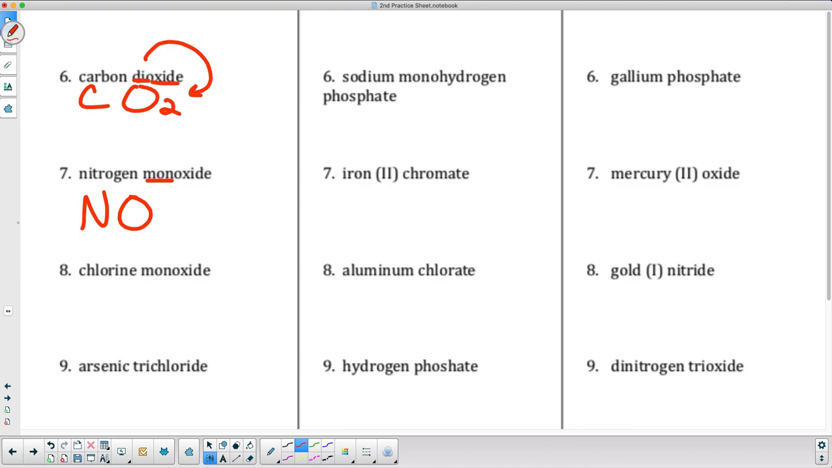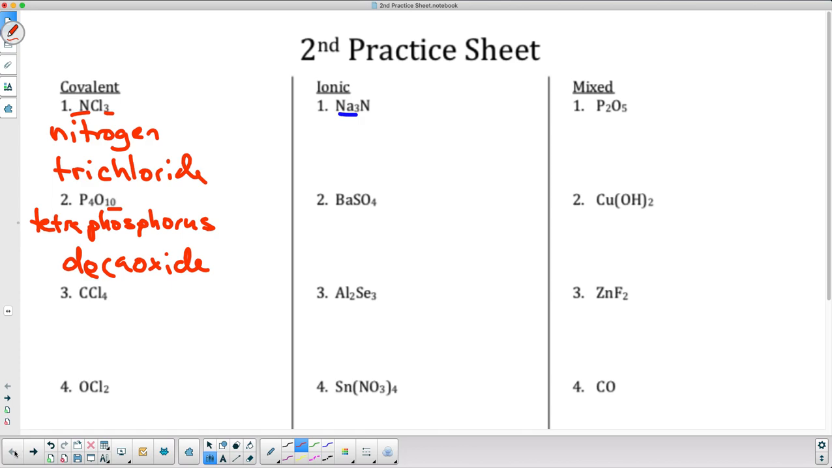Okay, so that's my explanation for the covalent. I'm hoping that you guys understand how to do that. Let's take a look at my explanation for ionic.